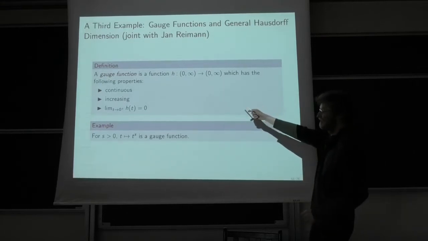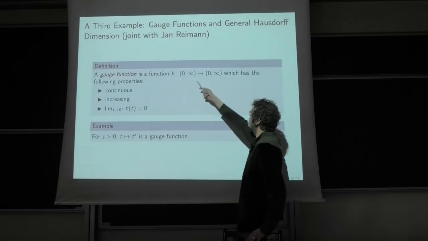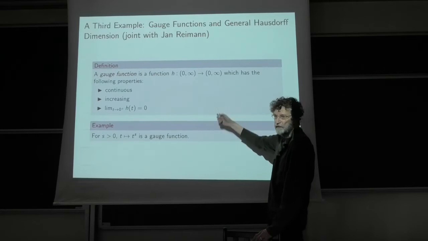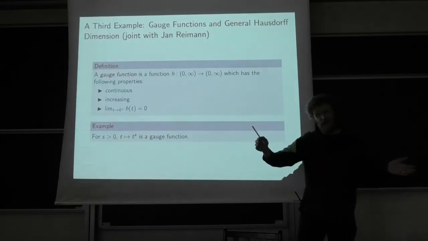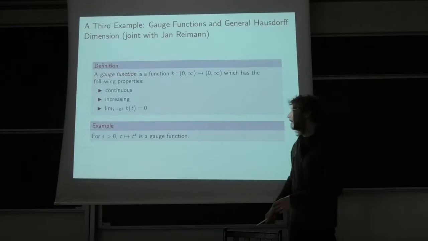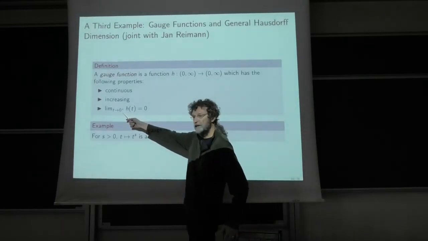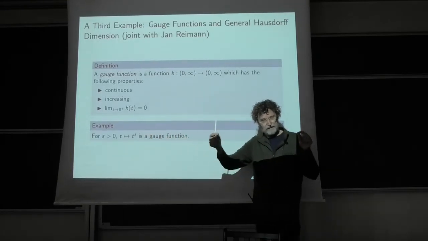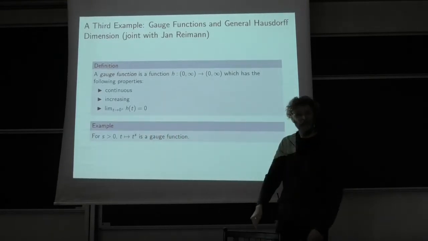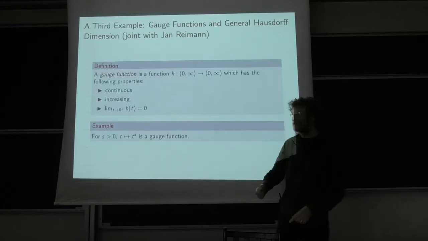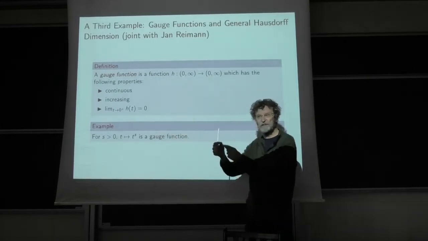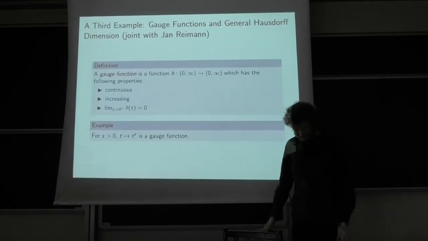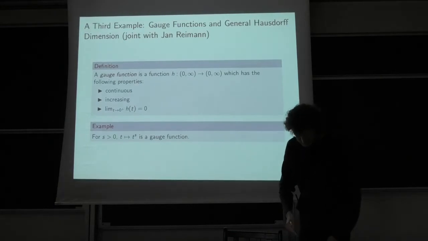Okay, so a gauge function is a generalization of a function like this. What is its property? It's continuous, it's increasing, so the bigger the radius of a ball, the bigger the measure it's going to get. And as t goes to 0 from the positive side, h of t goes to 0. So as the radius of a ball gets smaller and smaller, its size as measured by h is smaller and smaller. So a gauge function is just a way to describe size according to scale.